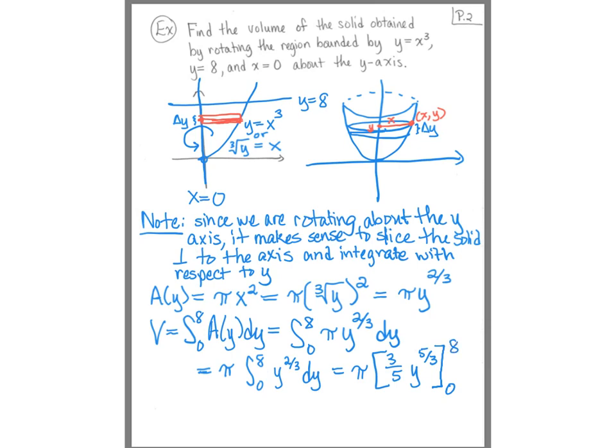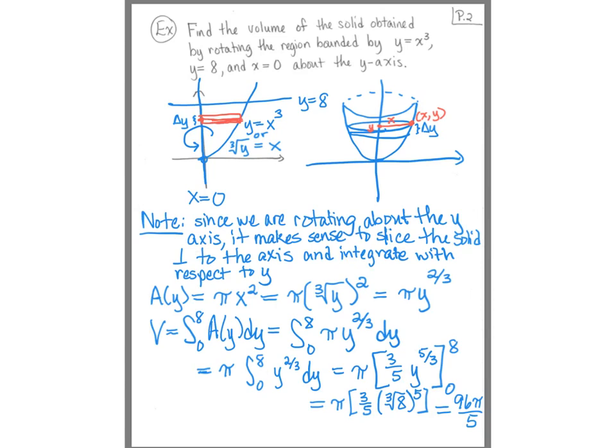Evaluate it from 0 to 8, plug in your values, you get pi times 3/5 times the cube root of 8 to the 5th. Plug in 0, it's no fun. The cube root of 8 is 2. 2 to the 5th is 32. 32 times 3 is 96. So this is equal to 96 pi divided by 5.